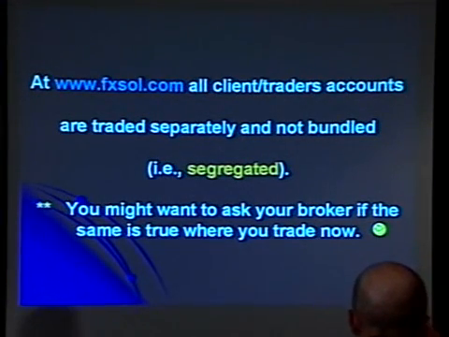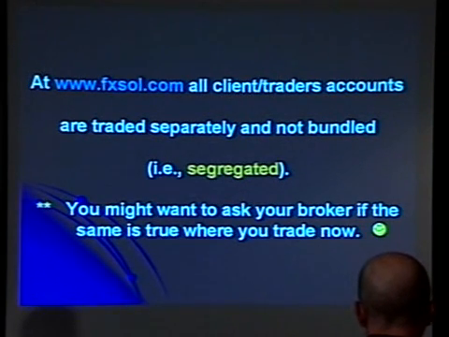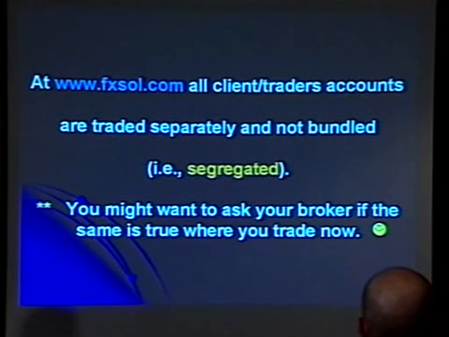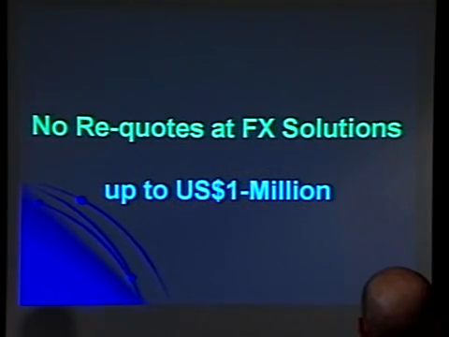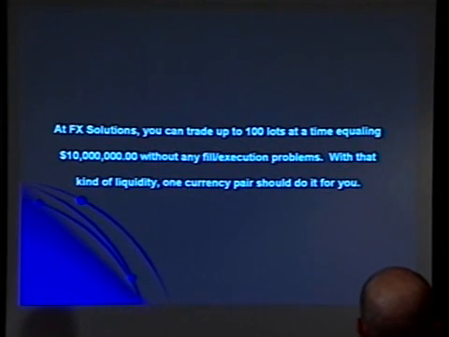Interesting point on FX Solutions, when you get back home, whether it's REFCO or wherever you're trading, not all market maker brokers segregate your accounts. In other words, when you're trading, your trade may very well be dumped in with everybody else's. At FX Solutions, your money is protected. At JP Morgan Chase, your account is traded separately. It's a big feature. No requotes up to $1 million, and you can trade 100 lots at a time if you want.